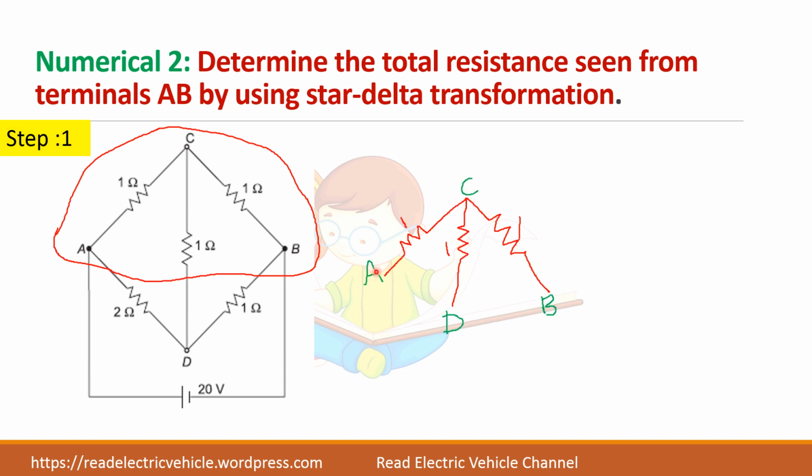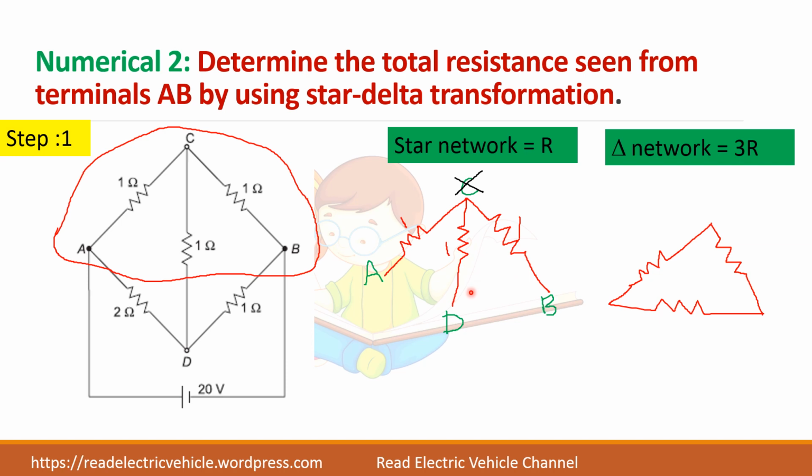Mark C, this A, D and B. Label it properly. All the values are 1 ohm. So when all the values are equal, it is easy to convert it into delta. So this star network, if you have 1 ohm, in the delta network it will get multiplied by 3 times. You can apply the formula and verify it. Anyhow, if all the values are equal, in delta it will be 3 times greater. So it becomes 3 ohms here.